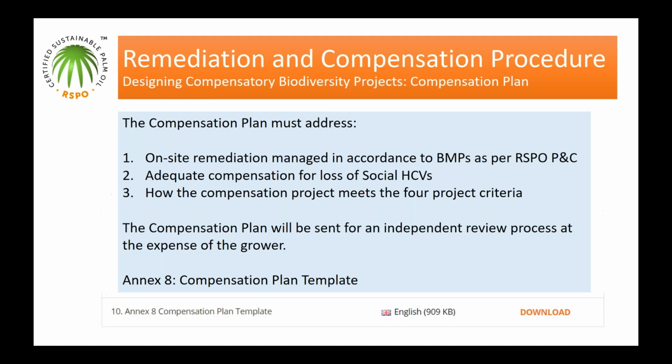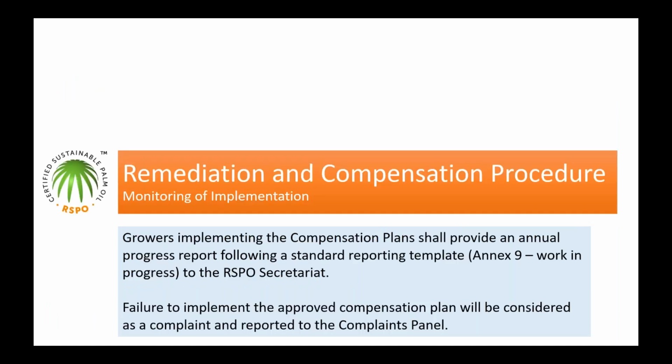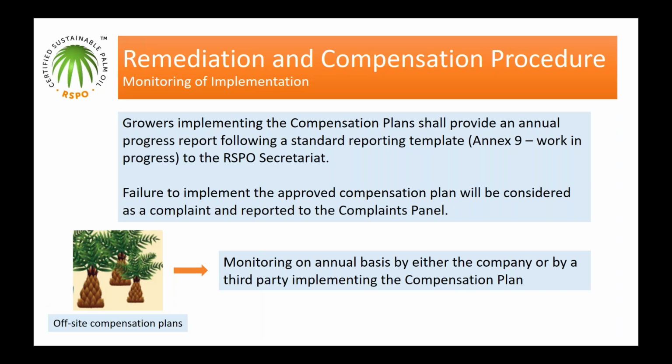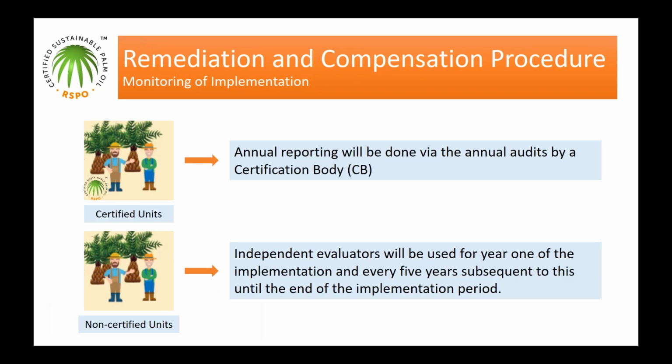Okay, let me just go to the slide. All right, for certified companies, certified units, annual reporting will be done by the annual audit by the certification body. And for non-certified units, independent evaluators will be used for year 1 of the implementation and every 5 years subsequent to that until the end of the implementation period. For the second scenario, non-certified units, usually after the company completes the RSCP, they will opt for certification. So in terms of monitoring, it will still be done annually by the CB, provided that they are certified.